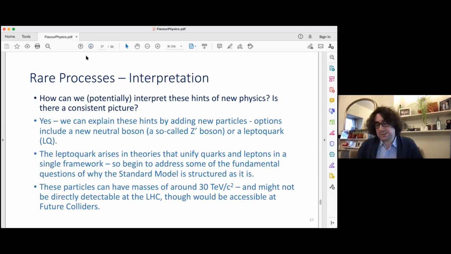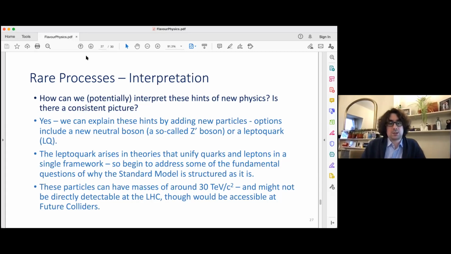Now, I've presented some places where the data we have are in tension with the standard model. It's important to note that by and large, the vast majority of measurements are in fact consistent with the standard model. But there is at least a picture emerging where there are hints of new physics. And can we include these within a consistent picture? And the answer to that is, broadly speaking, yes. We can explain these hints by adding new particles.